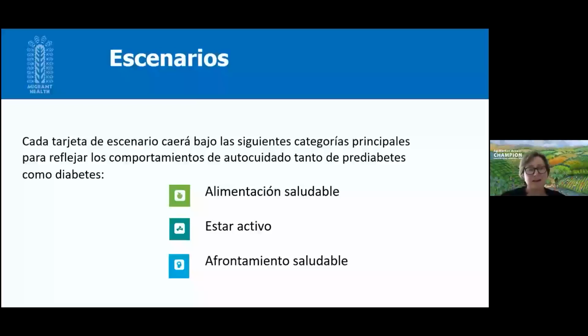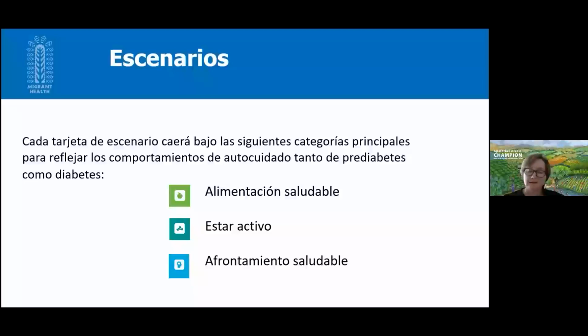I'm going to go into the different scenarios. Each card has a scenario, and that scenario is going to fall under one of the different main categories. These categories correspond to categories in the DPP program, that's the Diabetes Prevention Program.